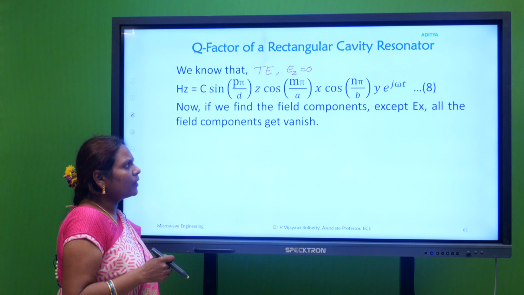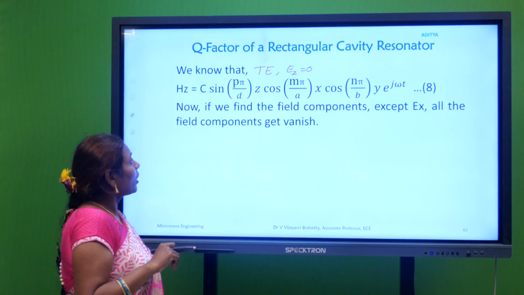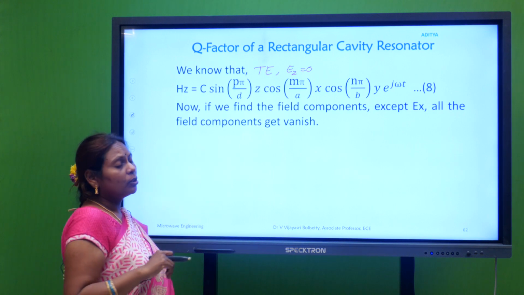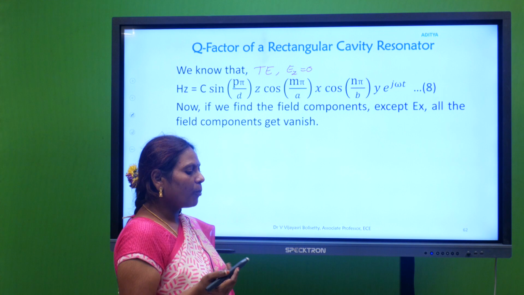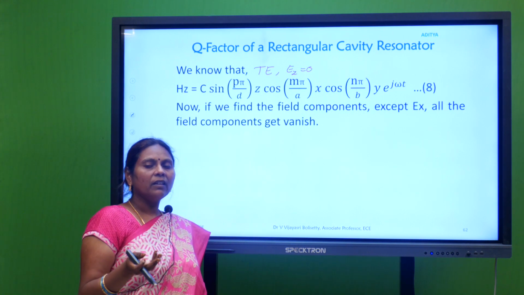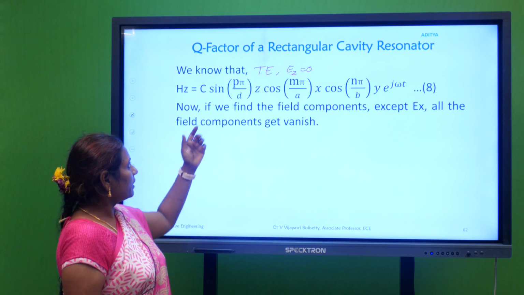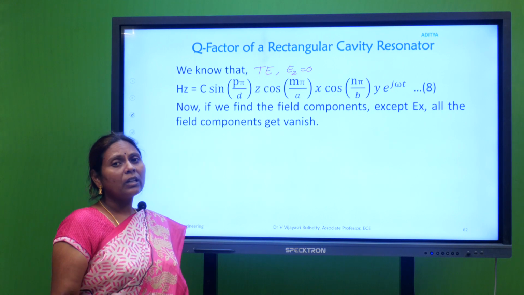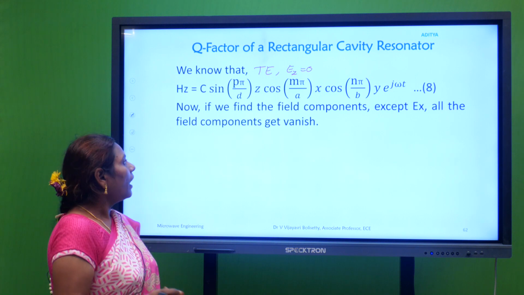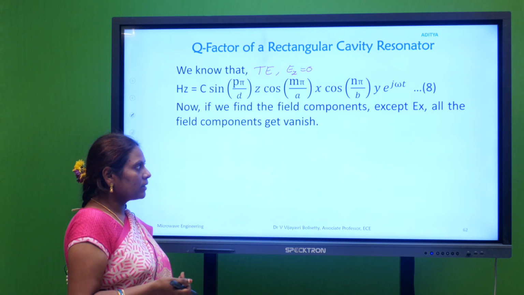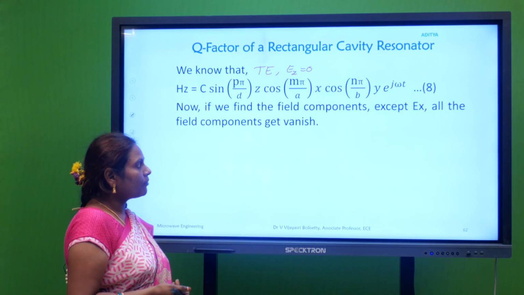Now if we find the field components of this Ez and Hz, generally the field components means we have Ex, Ey, Ez, Hx, Hy, Hz. Anyhow, Ez and Hz are there already, so the remaining field components are Ex, Ey, Hx, Hy, and if we find all the field components, except Ex, all other field components will vanish.